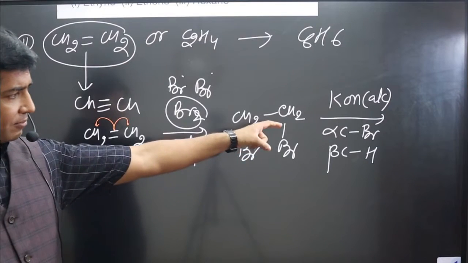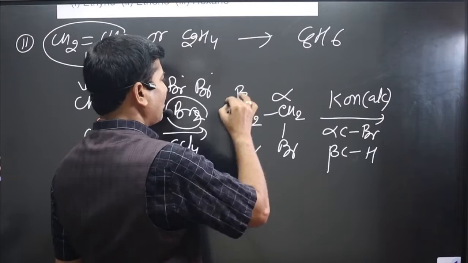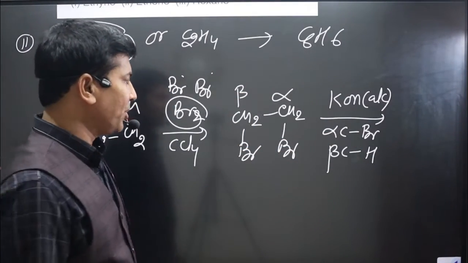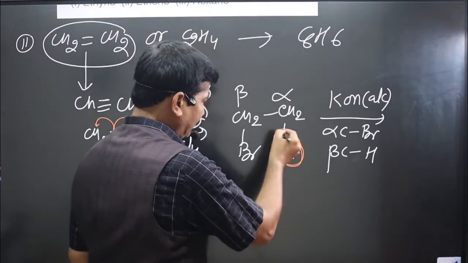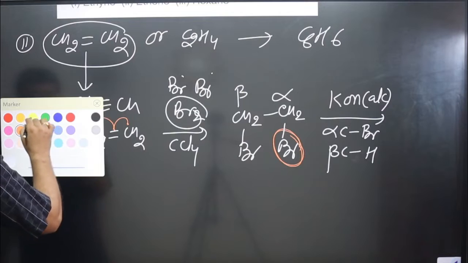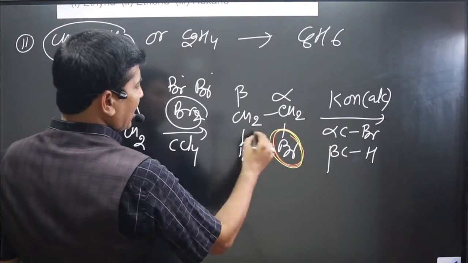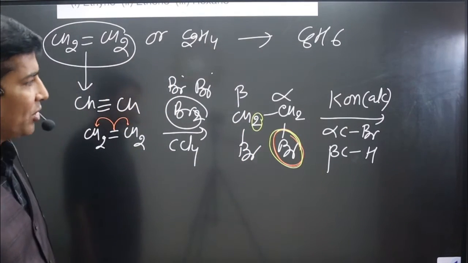How do we complete this reaction? Let's say this is the alpha carbon and this is the beta carbon. From the alpha carbon we remove Br. I remove Br from the alpha carbon. Then from the beta carbon we remove hydrogen. Let's say I remove one hydrogen. So what is the product we are getting?